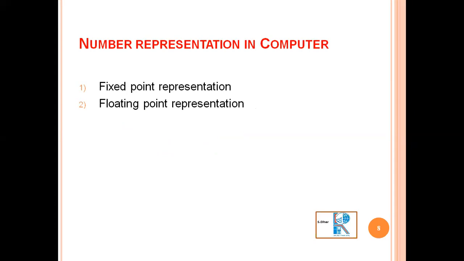See, in computer arithmetic, there are 2 types of representation. You know that arithmetic operations means summation, multiplication, division, subtraction, etc. For this type of arithmetical operation, 2 types of representation are generally used. One is called the fixed point representation, and another is called the floating point representation. Both representations are very important from the computer organization point of view.